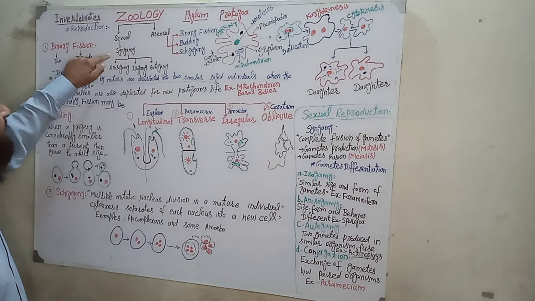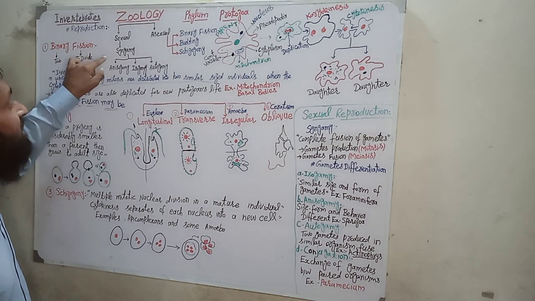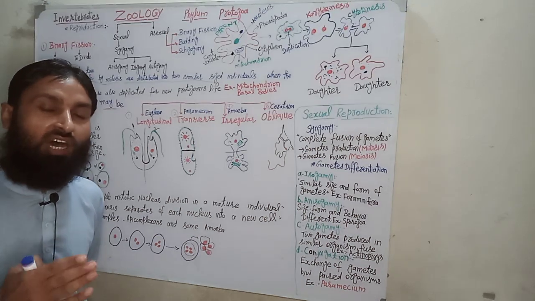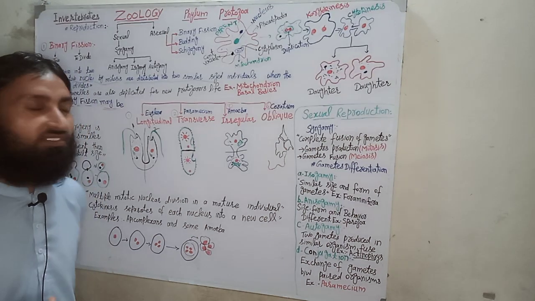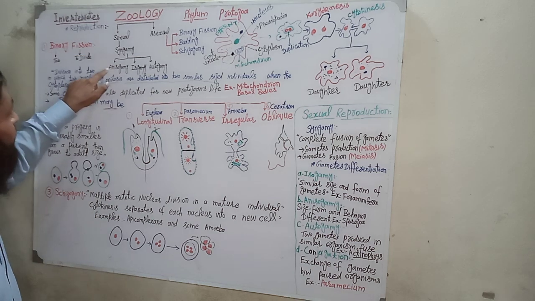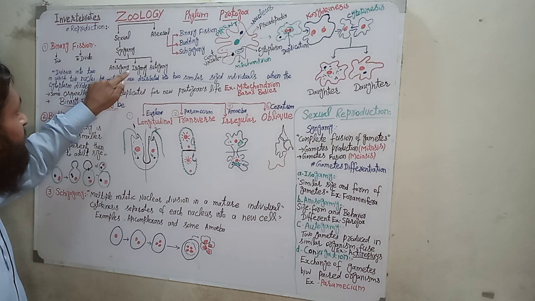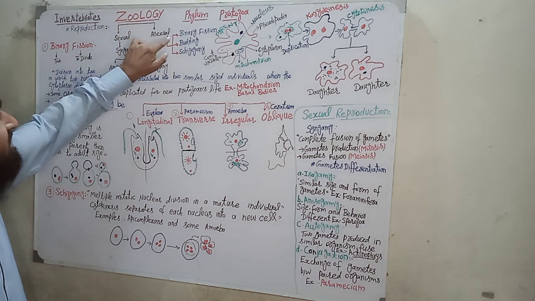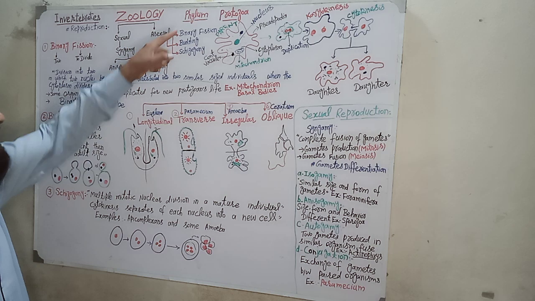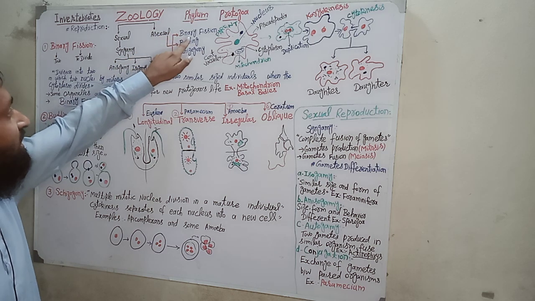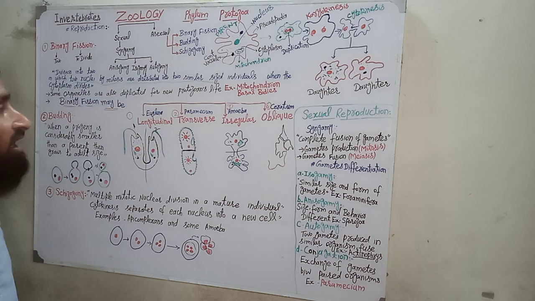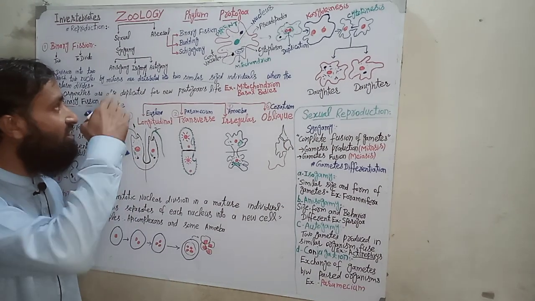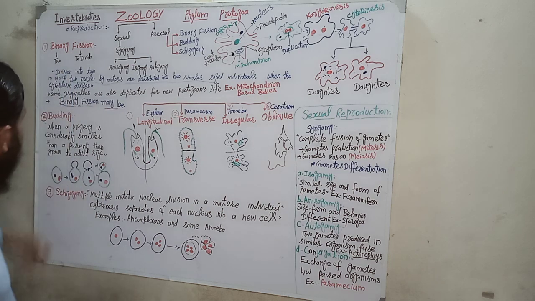Sexual reproduction is by syngamy, and syngamy is further differentiated on the basis of gametes into anisogamy, isogamy and orthogamy. Asexual reproduction is further divided in phylum Protozoa by binary fission, budding and schizogony. Now we will discuss each kind further.